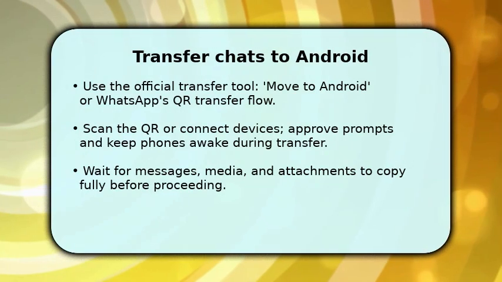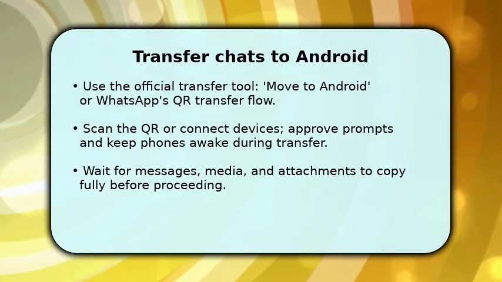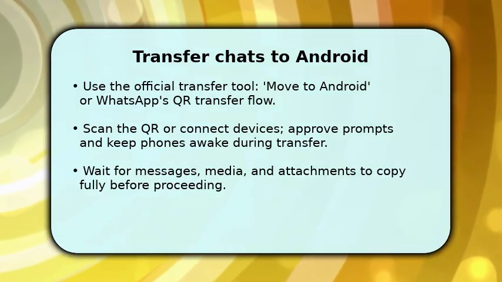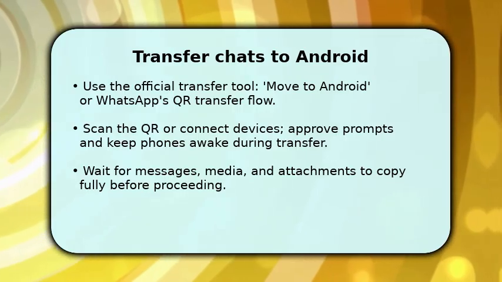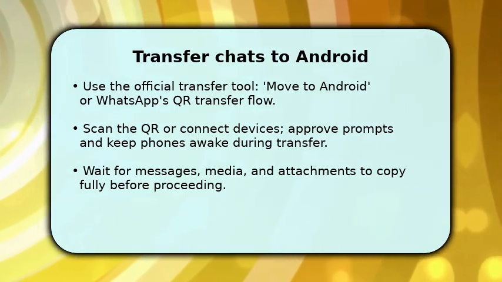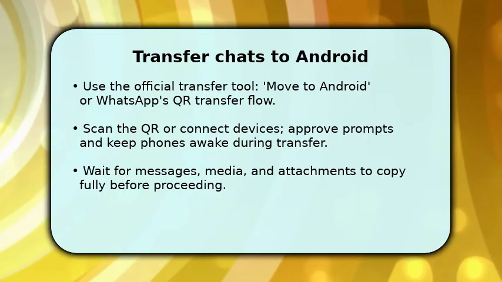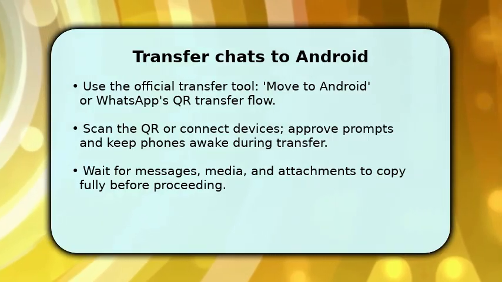Once you start the transfer on the iPhone, follow the on-screen prompts to pair with the Android using the Move to Android app or WhatsApp's QR code method. You'll verify the phone number and grant permissions to read SMS and storage on Android.